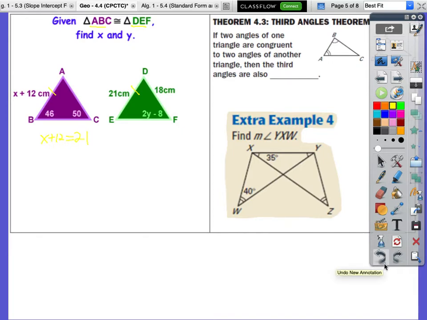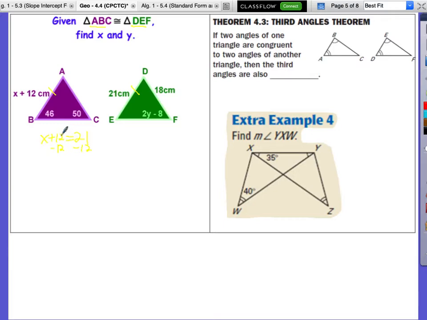Okay. So we'll subtract 12. Jordan, what's 12 minus 12? 0. That's much better. Jordan, what's 21 minus 12? What would 22 minus 12 be?